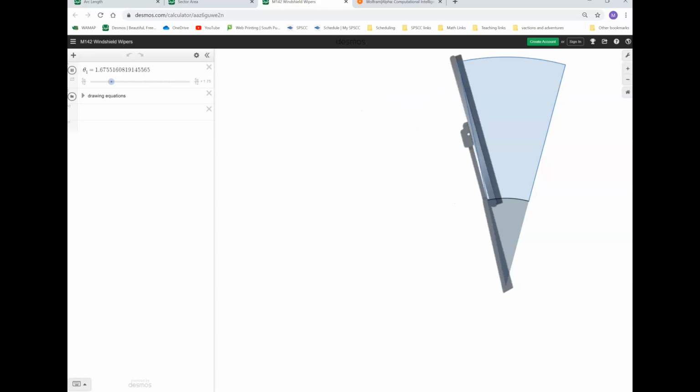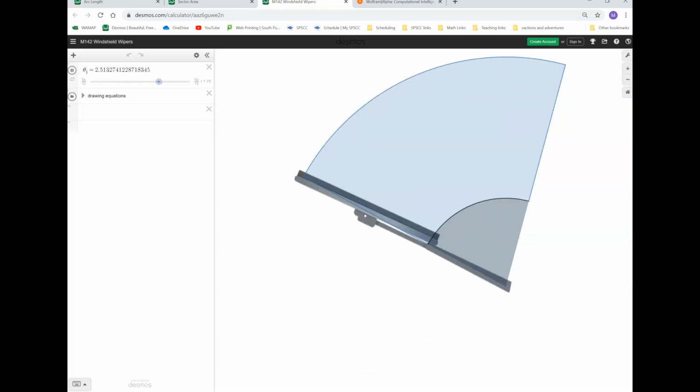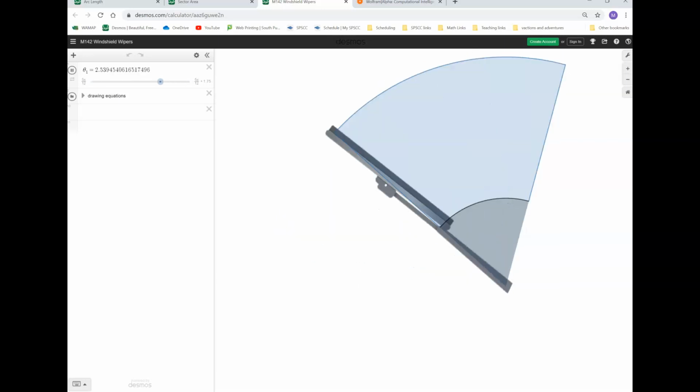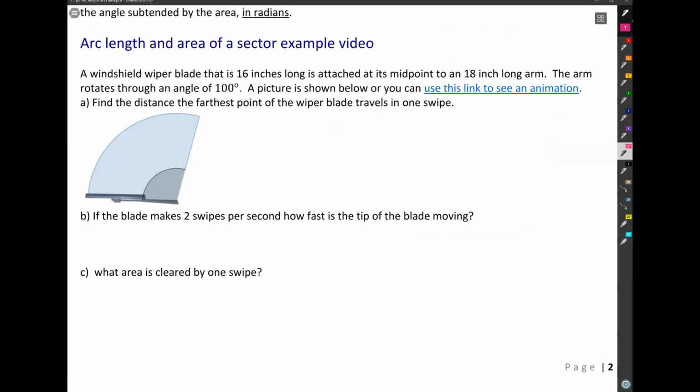So this is what we've got going on. We've got the wiper moving, and the first part of this problem is interested in that farthest point on the end of the windshield wiper, the one that moves the farthest, and exactly how far is that moving. So back into here, we're talking about this arc right here. And we know we have the formula S equals R theta.